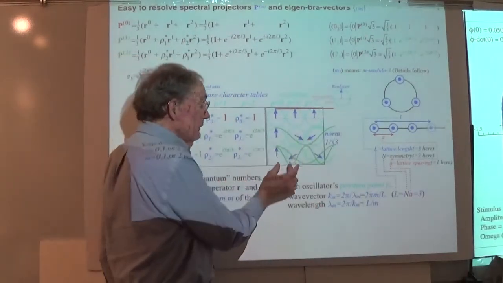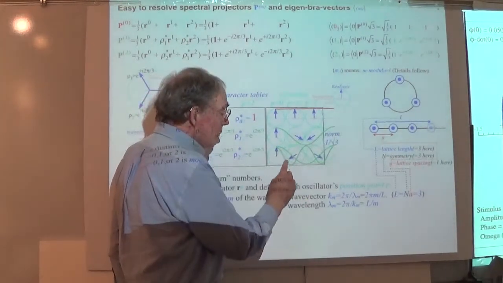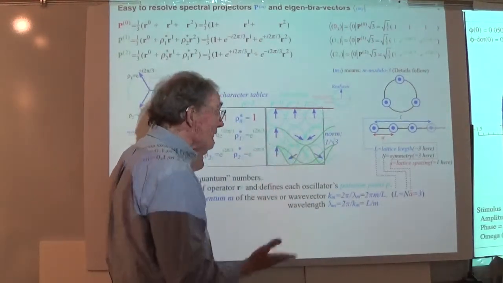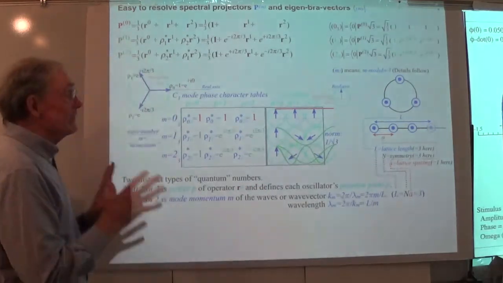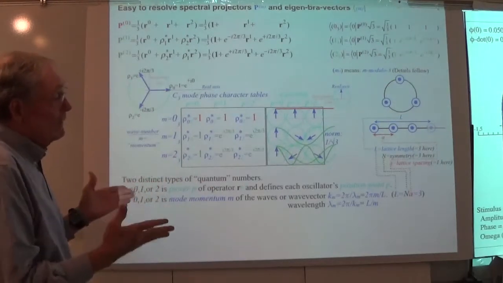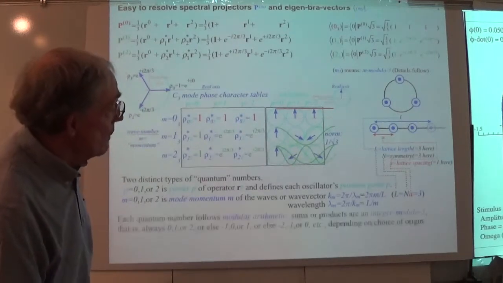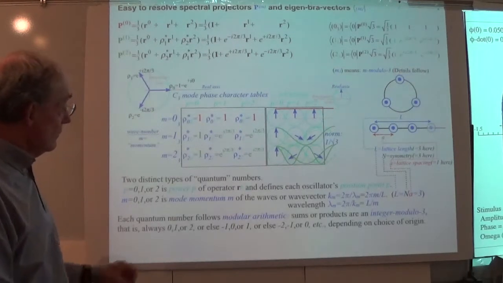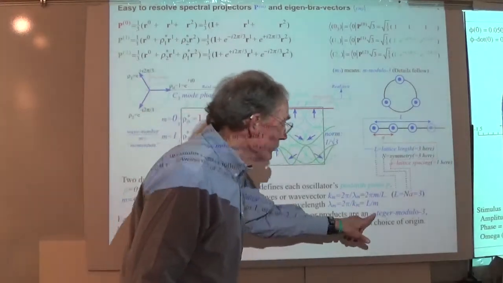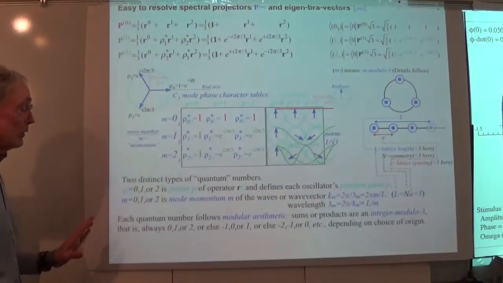The wavelength is very important, and basically this is a wavelength that takes up the whole ring. This is a wave that has 2 waves in there. That's 2 modulo 3, which is minus 1 modulo 3. That's the arithmetic you have to do. The modular arithmetic is the generalized Boolean algebra of all of this sort of discussion here, whether it's quantum or classical. Okay, so each quantum number follows a modular arithmetic. Sums or products are an integer modulo 3. You always express them that way if you really want to keep track of them.